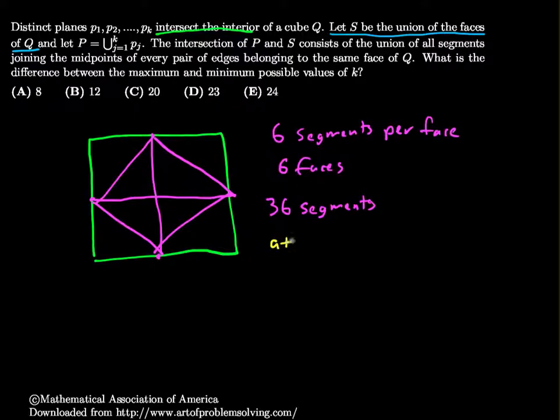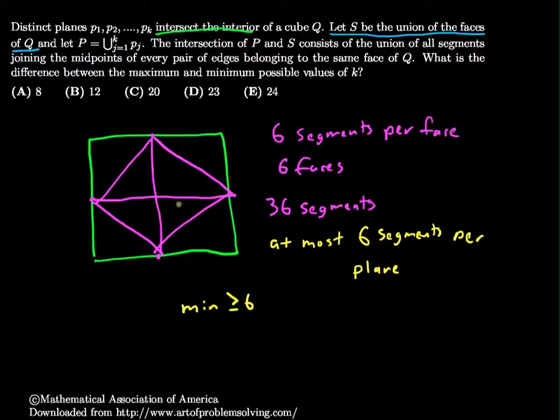So we have at most 6 segments per plane. So the minimum must be greater than or equal to 6. It's actually going to equal 7. We'll see that shortly. And then we need to figure out how we can get as many planes as possible that go through the interior. They have to intersect the cube, but only intersect along here.